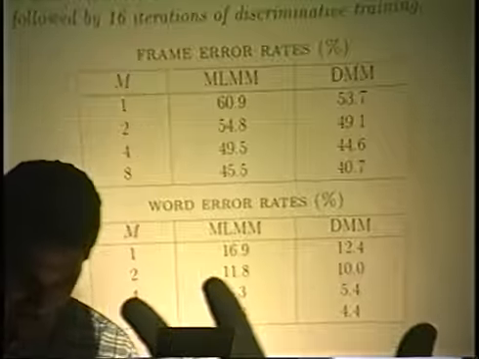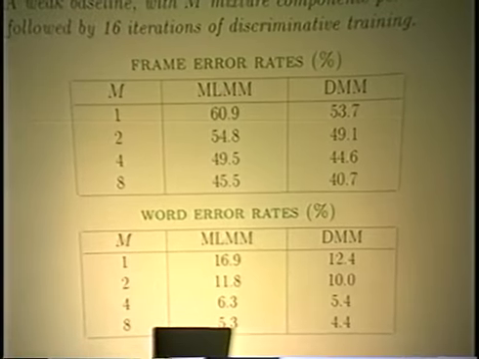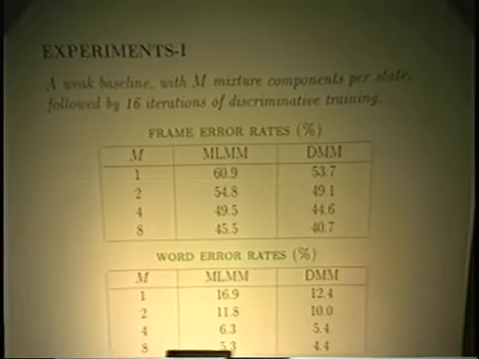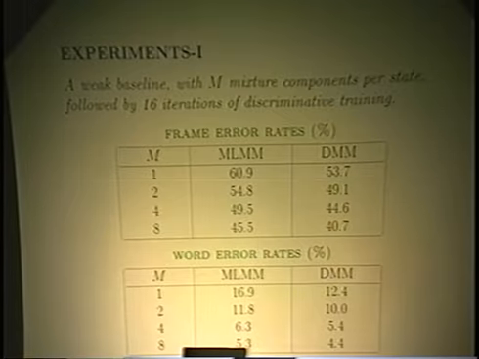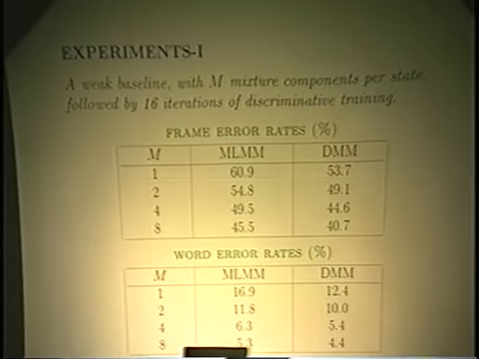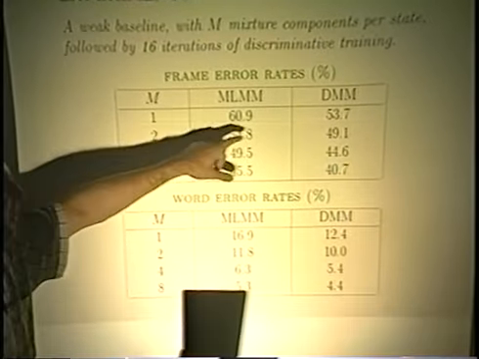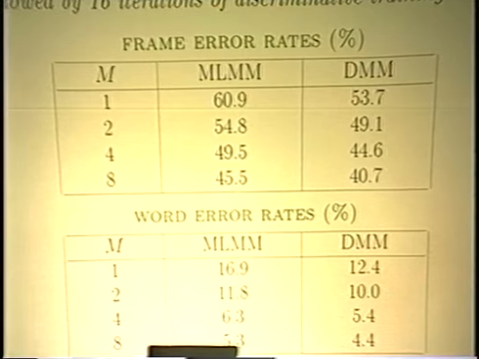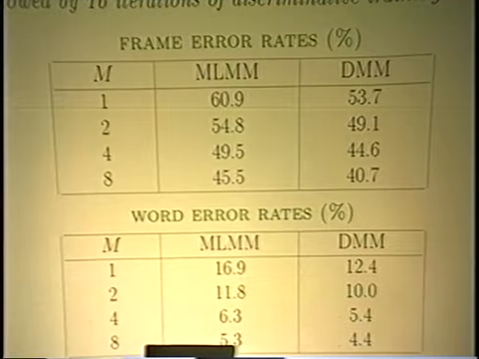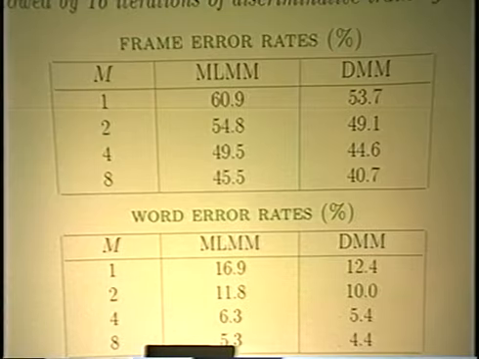And here's what we found. We started with a weak baseline, where we just used n mixture components per state, and then we did 16 iterations of discriminative training. So this first column is the maximum likelihood mixture model. The second column is the skewered mixture model. The first chart shows the frame error rates. This is the thing we'd expect to really go down, because this is what the algorithm is actually optimizing. And in this case, those error rates go down by quite a bit.